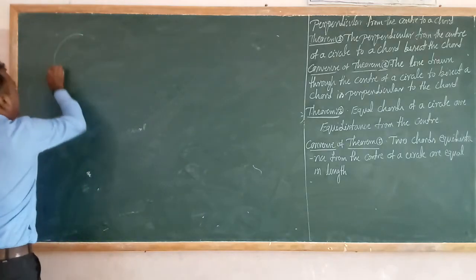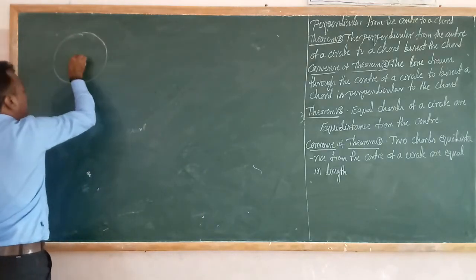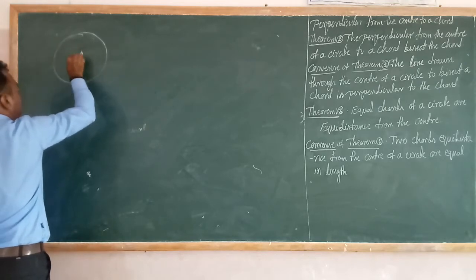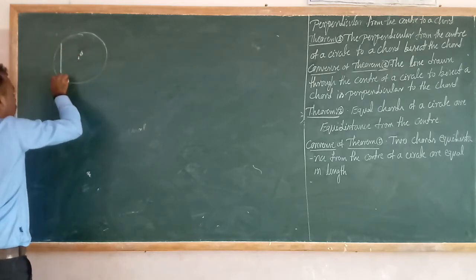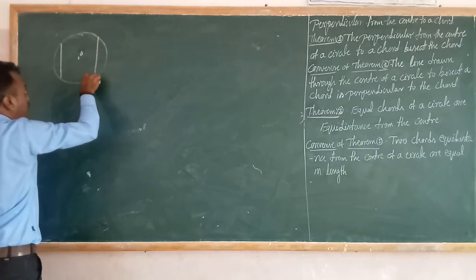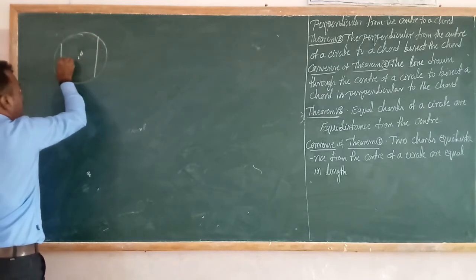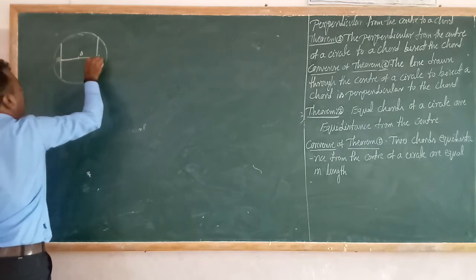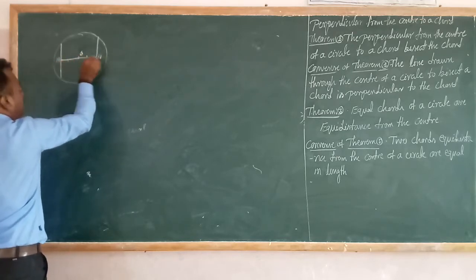So that means I will take one of the chords, circle, a center O. Okay, so these two chords are equidistant from the center. That means OM and ON are equidistant from the center.